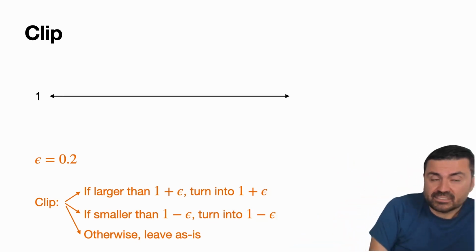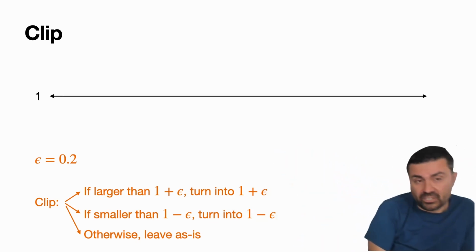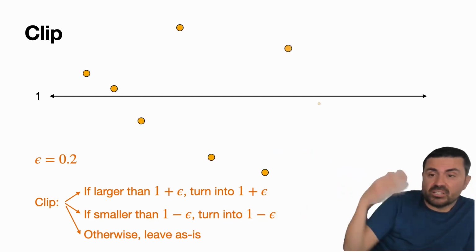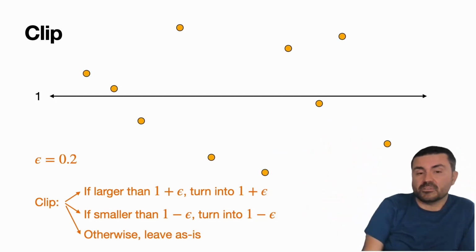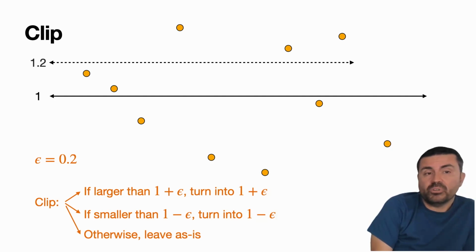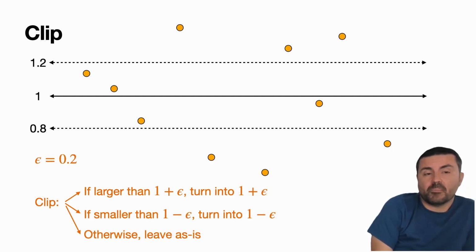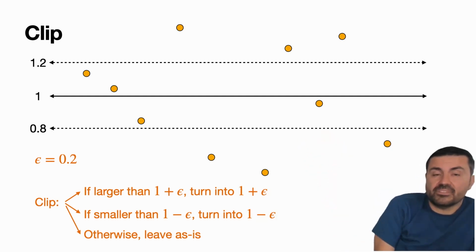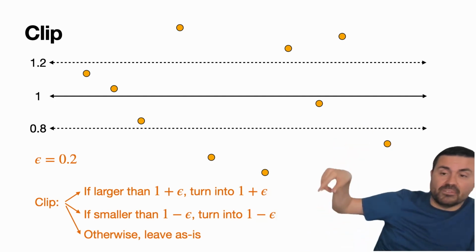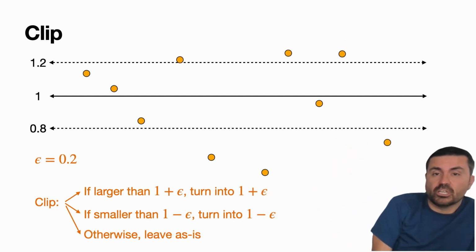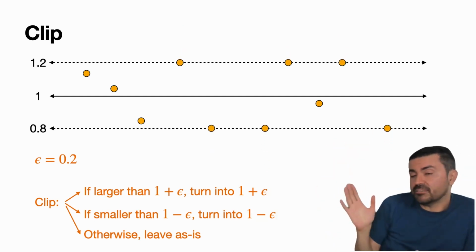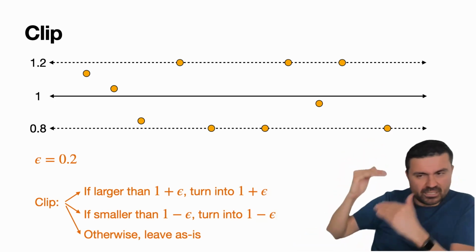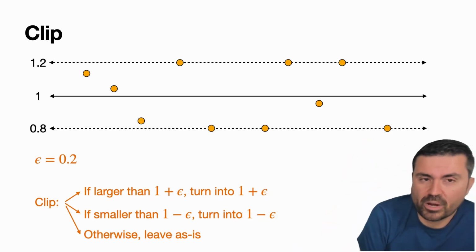So I like to imagine it like this. You have the number 1 here, and you have a bunch of points. Some of them are too big and some of them are too small. And then you say at 1.2, which is 1 plus epsilon, I'm going to put a line. And at 0.8, which is 1 minus 0.2, I'm going to put another line. Everything between the two lines stays as is. And everything above the top line or below the bottom line goes to the line. And then I have almost the same data, but the numbers that are too big or too small stay closer to where I want them to be.